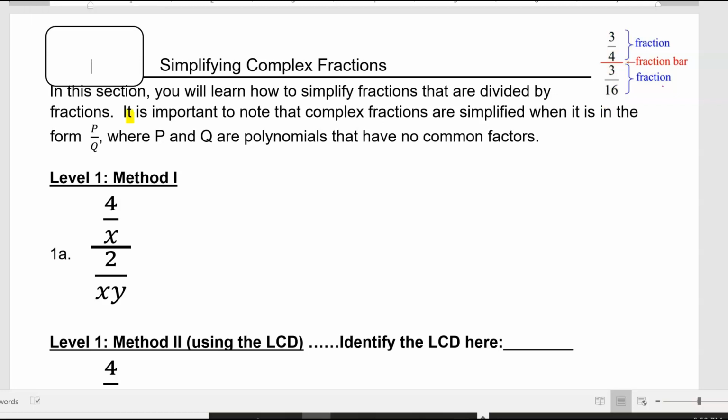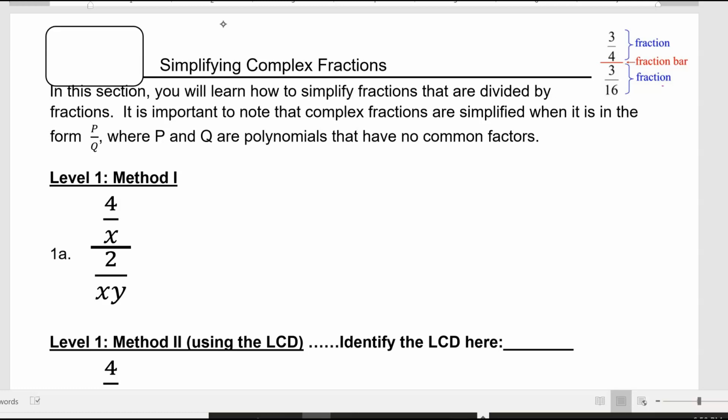Also, it's important to note that complex fractions are simplified when it is in the form P over Q, where P and Q are polynomials that have no common factors. So you have simplified and you are done when your numerator and denominator do not have common factors.